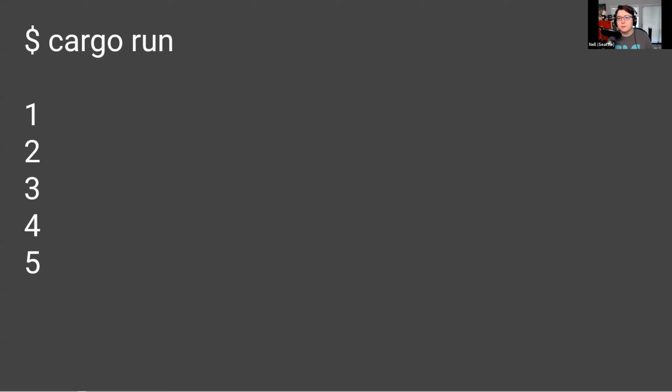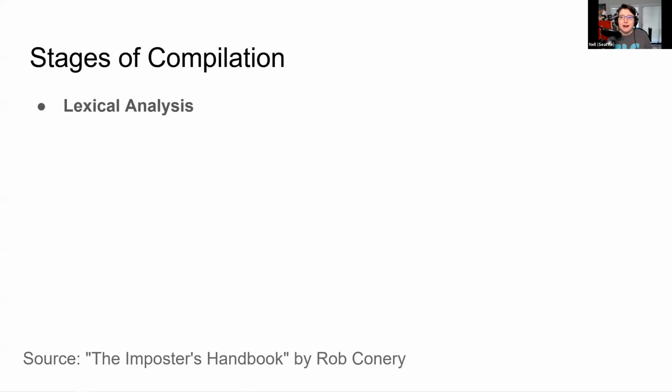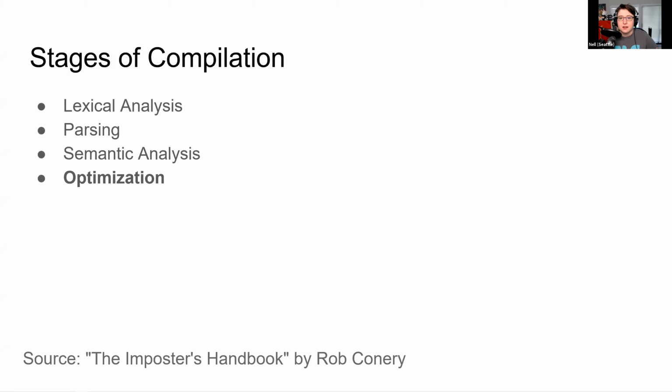This seems pretty simple on the surface. Cargo builds and runs this piece of code for us. But there is a lot that happens underneath the surface in the compiler when Cargo is building it. There are 5 general stages to compiling a piece of code. It starts with lexical analysis of the code, then parsing of the code, then semantic analysis of the code. This is where the borrow checker comes in. Optimization of the code, and finally code generation, where the compiler creates the executable binary of our code.